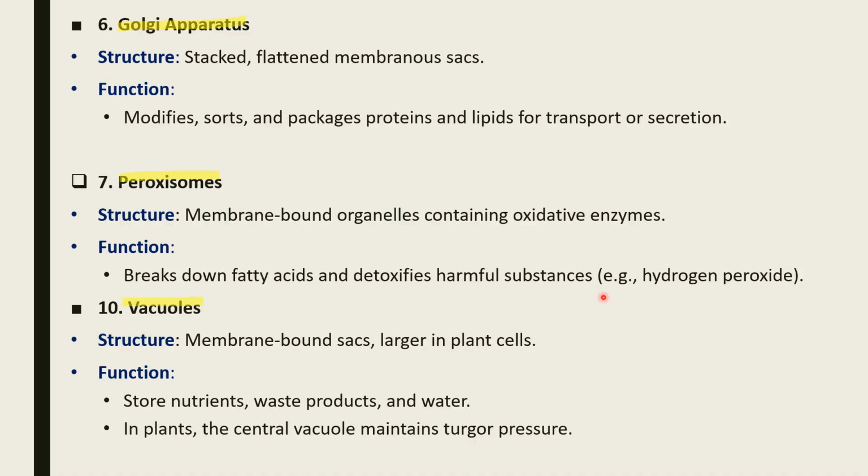It breaks down the hydrogen peroxide. Vacuole: it is membrane bound and is larger in plants. Its function is to store nutrients, waste products, and water. In plants, the central vacuole maintains turgor pressure.